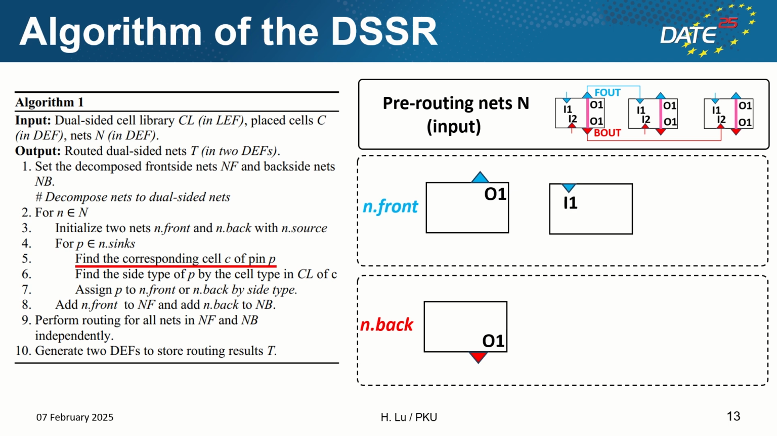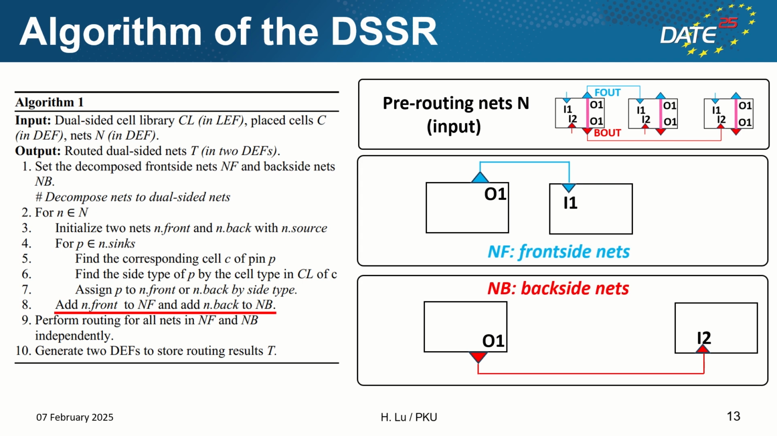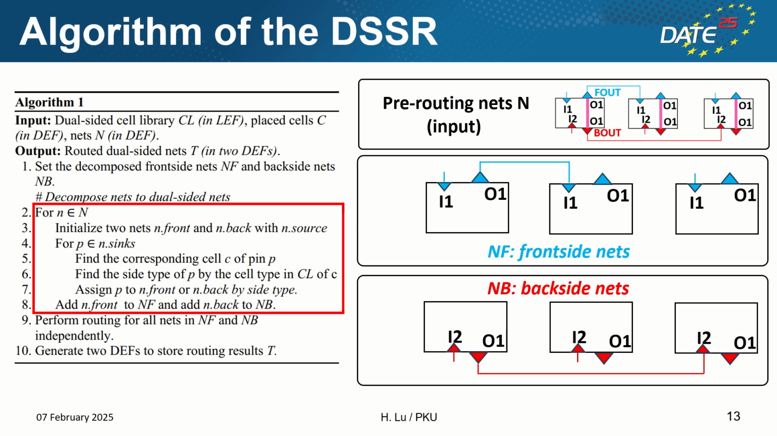For each output pin in nSinks, we first find its corresponding cell C, and then get its site type according to the cell library and assign this output pin to nFront or nBack by its site type. Then repeat the above and we can assign all the output pins to nFront or nBack. Then we add nFront to NF and nBack to NB. After processing each net, we will get the complete frontside netlist NF and backside netlist NB. At last, dual-sided signal routing will be conducted based on the NF and NB independently.